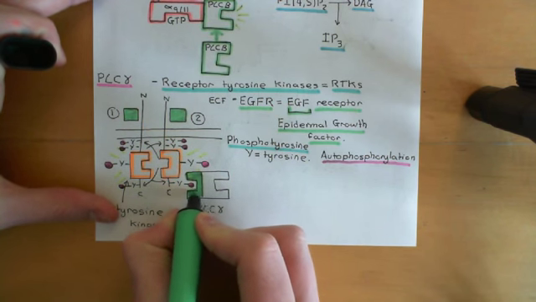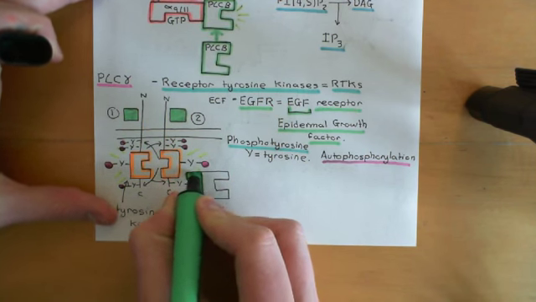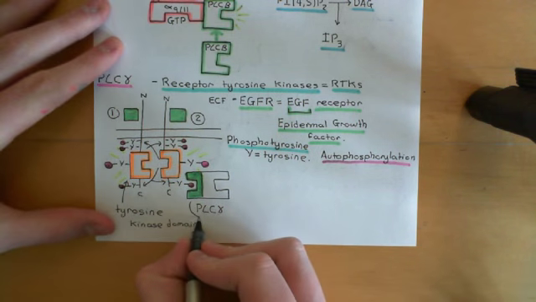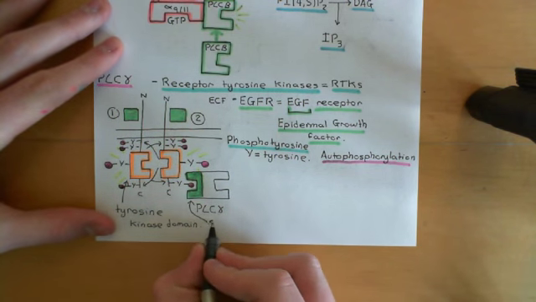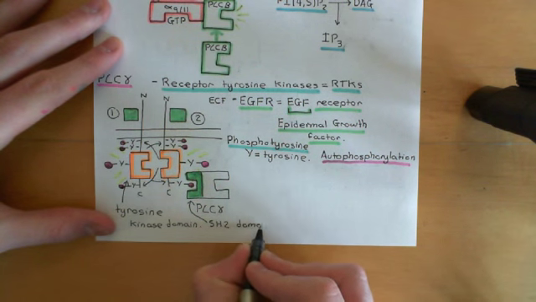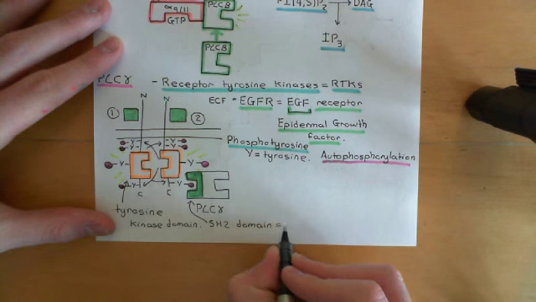This is a domain that you find in many different proteins that are activated by receptor tyrosine kinases, and they all use this domain to bind to these phosphotyrosine residues. This domain is what's known as an SH2 domain, and it stands for Src homology 2 domain.